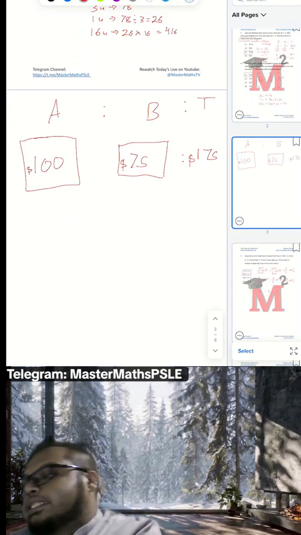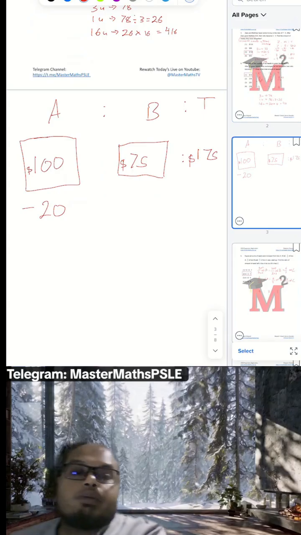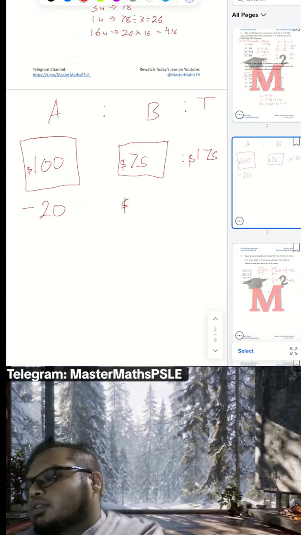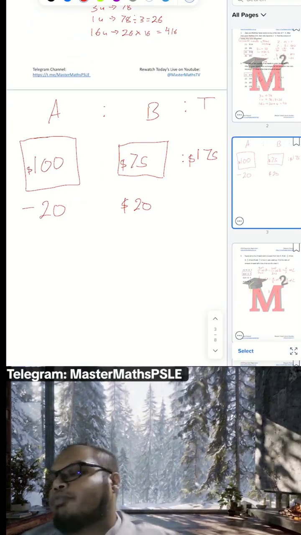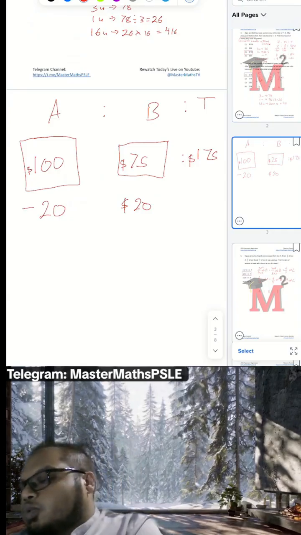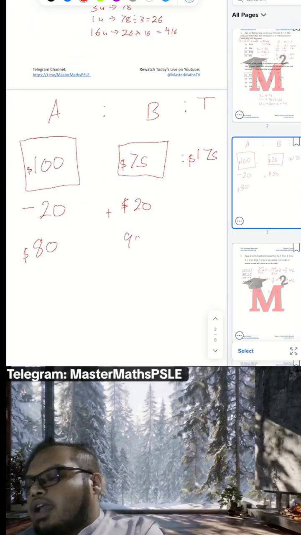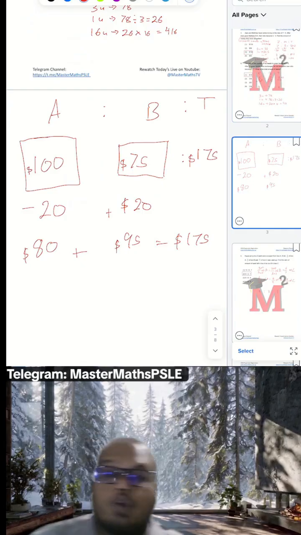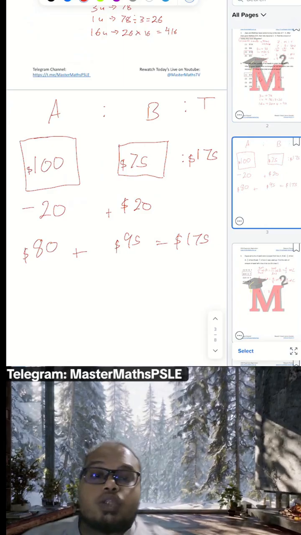In this case, let's say Ali goes and spends $20 and Bala, for some reason, received $20, maybe from a friend or something like that. So what happens here? Now Ali has $80 left. Bala has $95. Now if we add these two again, we will still get $175. So in this case, the total remains the same.